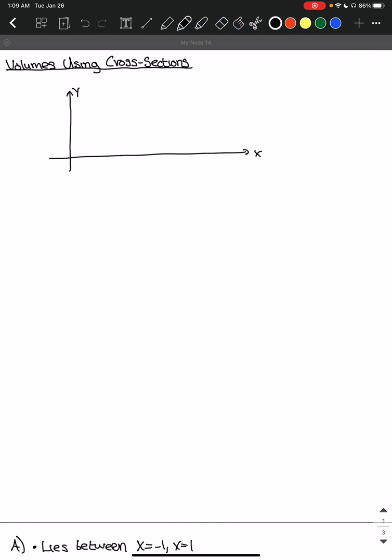We're kicking it off today with volumes using cross sections, which I found to be one of the coolest applications of definite integrals that at least I've seen as a calculus student.